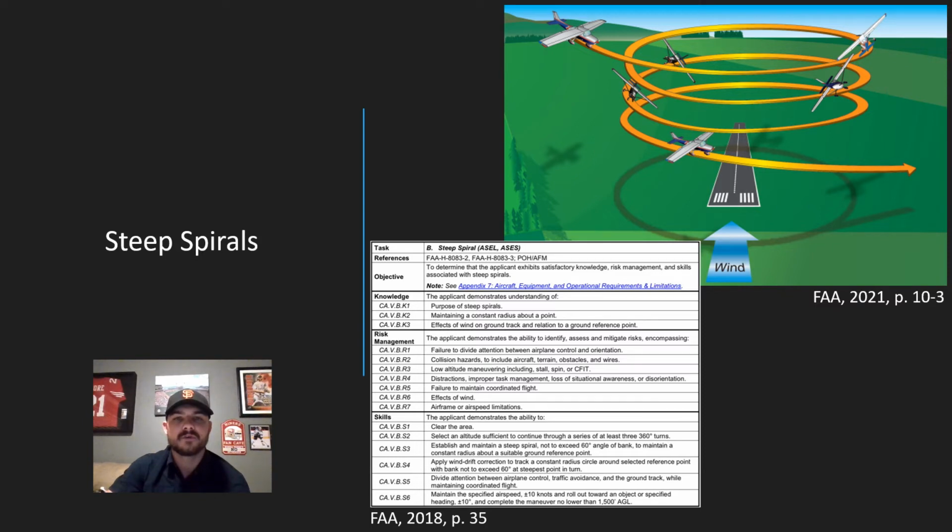To complete this maneuver, clear the area, select an altitude sufficient for 3 full 360-degree turns, then establish and maintain a steep spiral. Without exceeding 60 degrees, wind drift correction should be used to maintain a constant radius. The pilot must divide their attention between maintaining airplane control, avoiding traffic, the ground track, and staying coordinated. The maneuver should be done within 10 knots of the desired airspeed and discontinued by rolling out within 10 degrees of the desired heading no lower than 1,500 AGL.